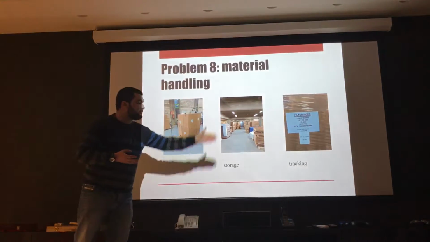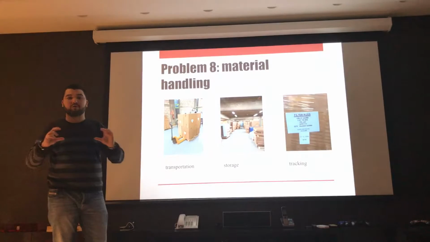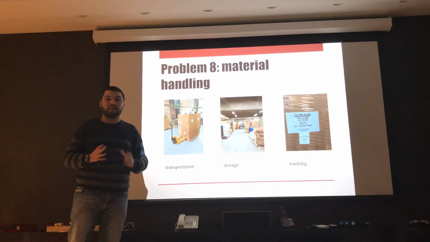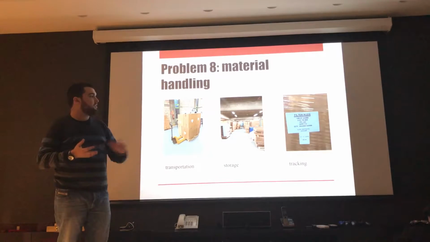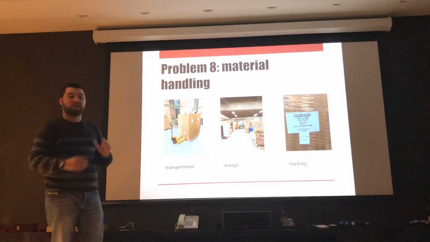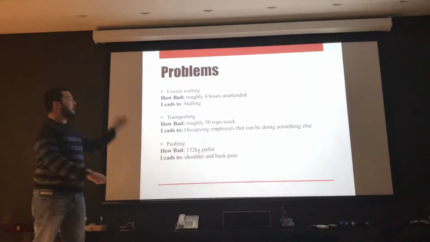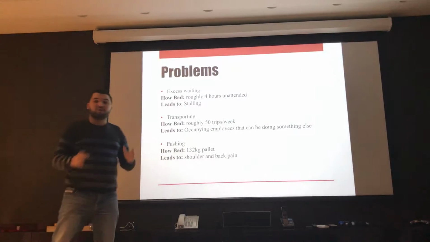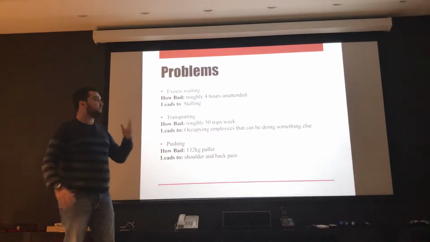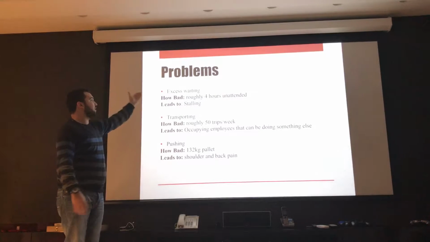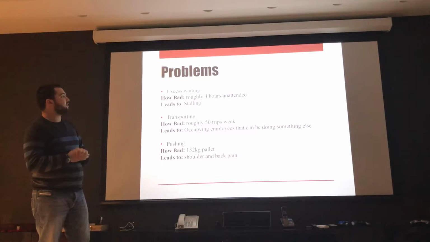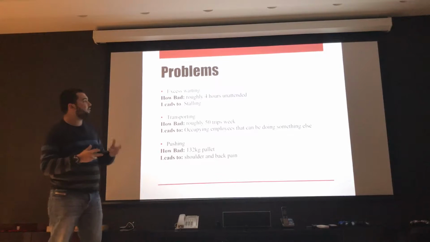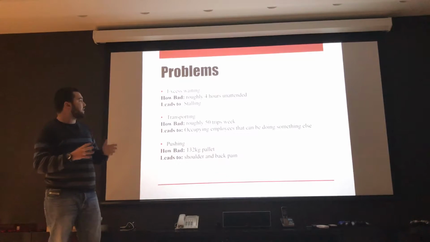And finally, the third picture represents a code created by the company that shows the due date, the quantity, and the type of material of each container or each product. However, during material handling, we found out three main problems, which are excess weighting, transporting, and pushing. As for excess weighting, we have roughly 4 hours unintended, which leads to stalling.